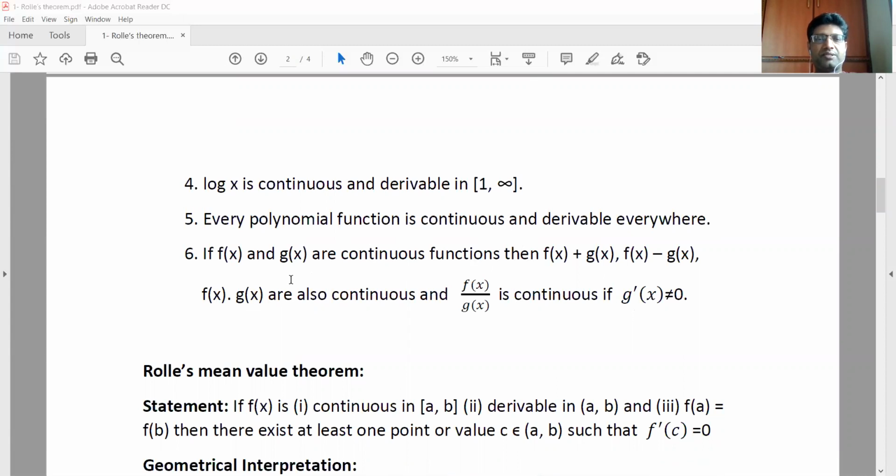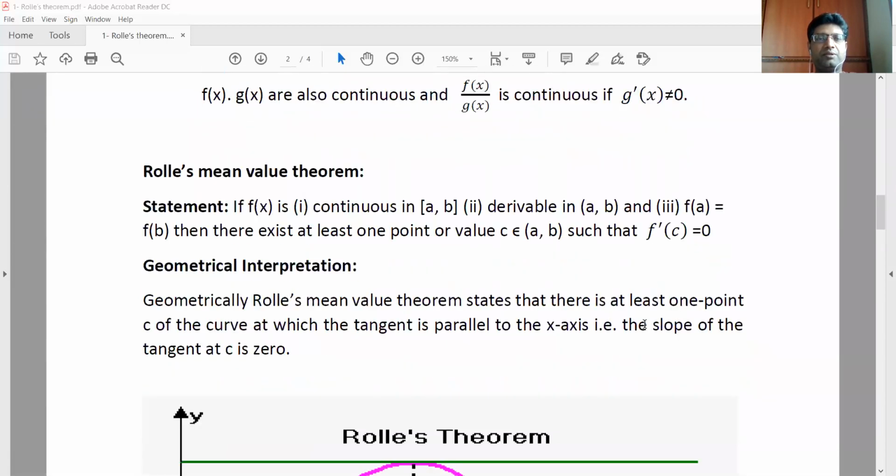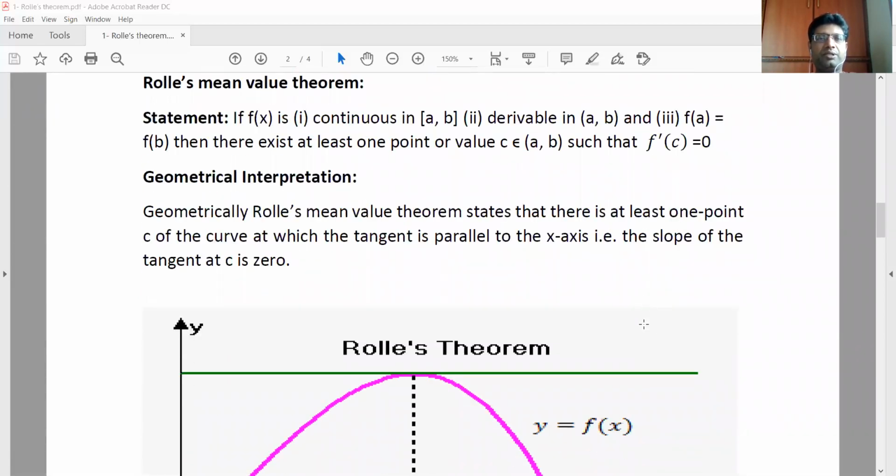If f(x) and g(x) are continuous functions, then f(x) plus g(x), f(x) minus g(x), and f(x) into g(x) are also continuous, and f(x) by g(x) is continuous if g(x) is not equal to 0. This property we have seen already in the intermediate. Now we are going to see about Rolle's mean value theorem.